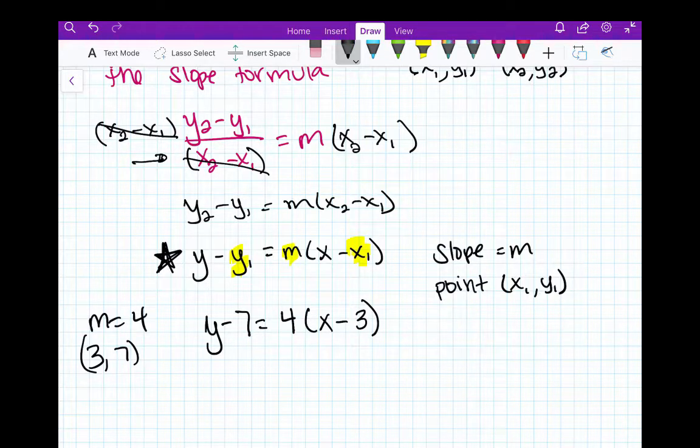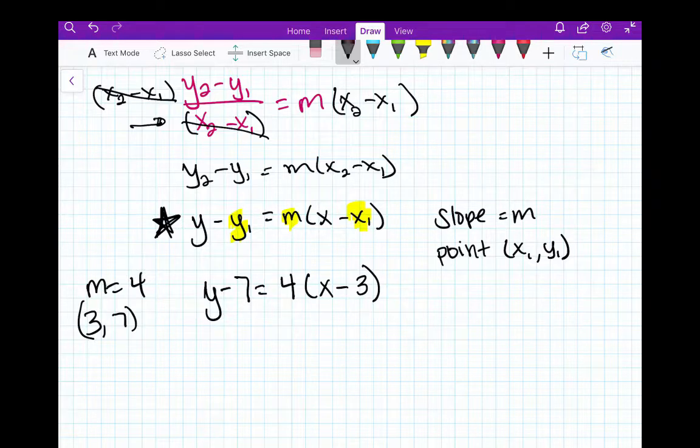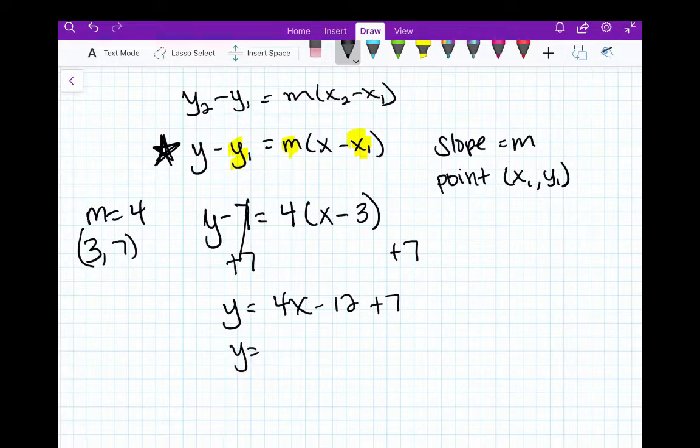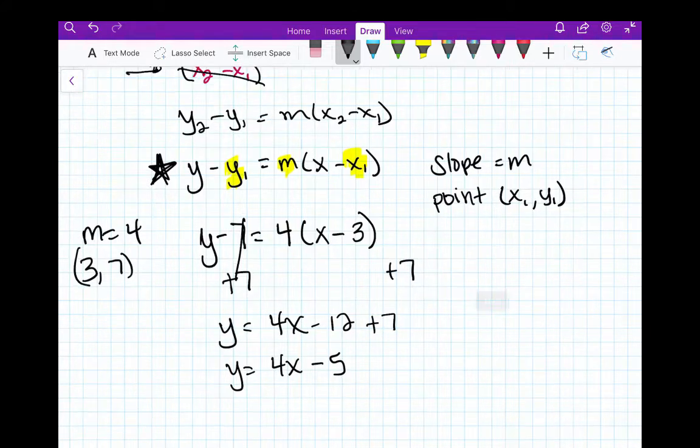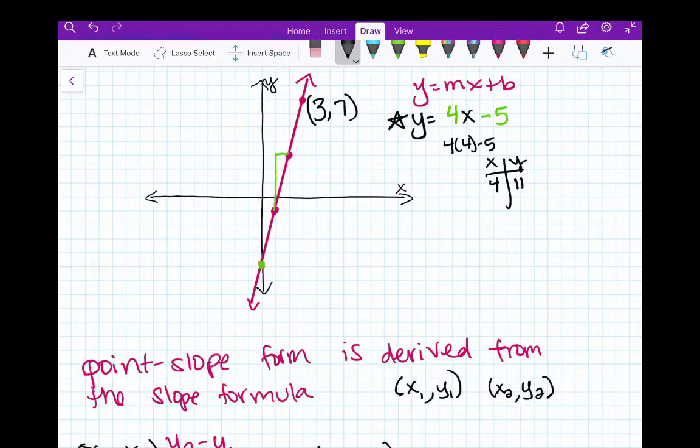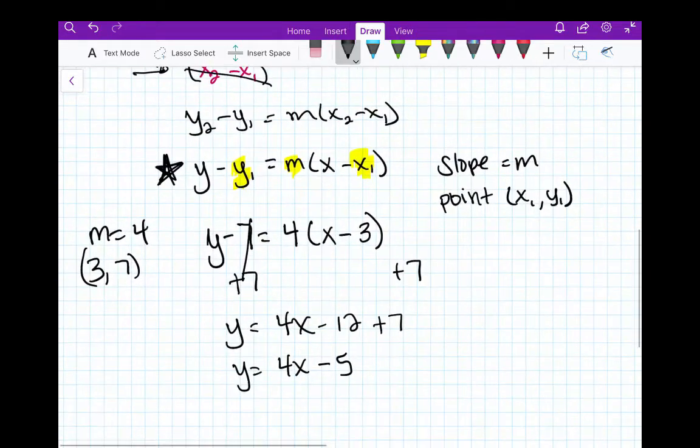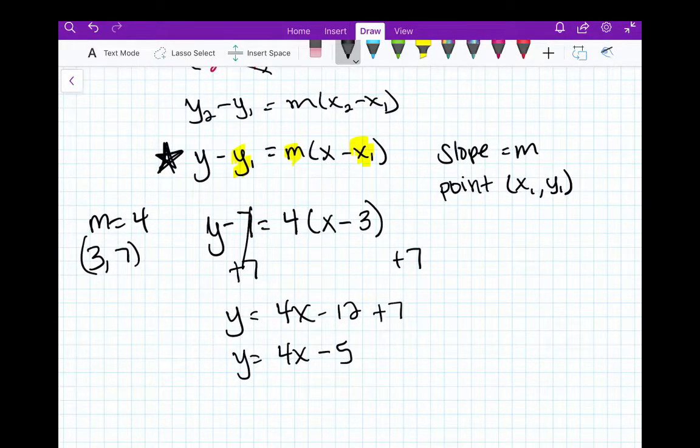That is point-slope form. Now, what if I wanted to find the y-intercept? If I wanted to find the y-intercept, I could solve for y. And so in order to do that, I'm going to add 7 to both sides. Now notice that the 7 is going outside the parentheses, not in the parentheses. So y equals, now I can go ahead and distribute this 4. So that's going to be 4x minus 12 plus 7, which is y equals 4x, negative 12 plus 7 is negative 5, which, if you remember, is the same equation we had earlier. We just found it a different way. We found it with the slope and a point that was on the line.